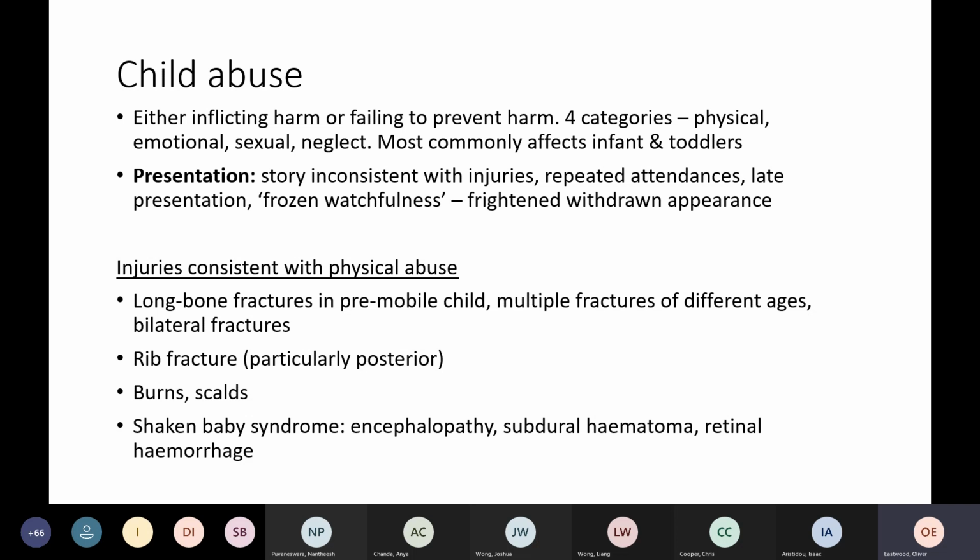Posterior rib fractures are quite hard to do by accident, particularly in a child, and again are a red alarm bell really. And retinal hemorrhages is a really good one to know for exams. Again, you can get them in shaken baby syndrome, where a child under 5 is forcefully shaken, and then there's a constellation of symptoms. And any mention of retinal hemorrhages in SBA land is pointing towards child abuse.